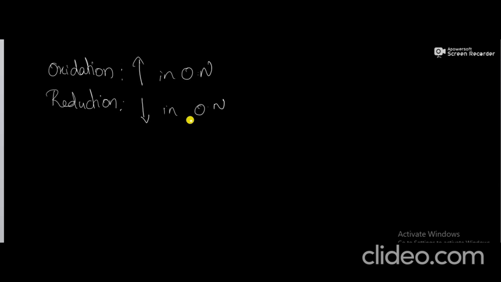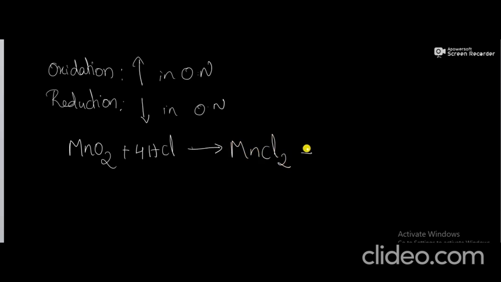For example, consider the reaction between manganese oxide MnO2 and HCl. MnO2 plus 4 moles of HCl react together to form manganese chloride MnCl2 plus Cl2 plus 2 moles of water. Then which is the oxidant and which is the reductant?